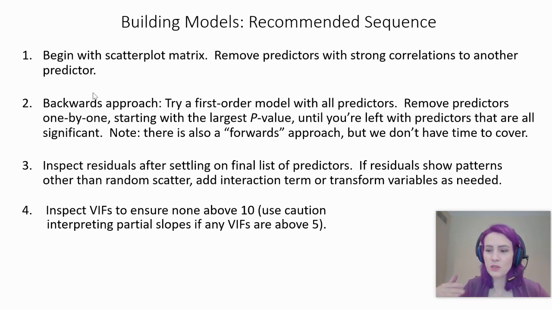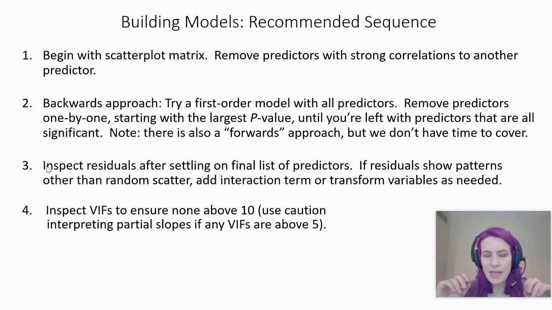A lot of people use below 0.05, but depending on what you're doing, this could be below 0.10 or even below 0.01. But just come up with some consistent threshold. Then take a look at the residuals once you've got the predictors that you think are all significant. If your residuals show any funky patterns, then you might need to take some action.